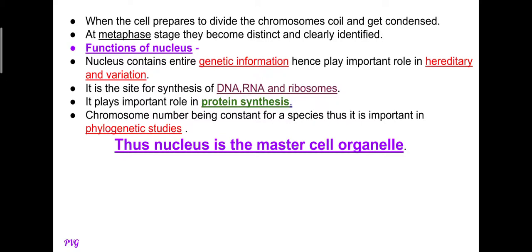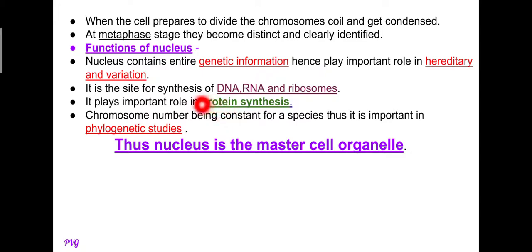When the cells prepare to divide, the chromosomes coil and get condensed. Coiling occurs, and in the metaphase stage they become distinct and clearly identifiable. This change also keeps happening in cell division. Some functions are given, that is, a number of functions performed by the nucleus, but the important one is that it contains the entire genetic information, hence it plays an important role in heredity and variation.